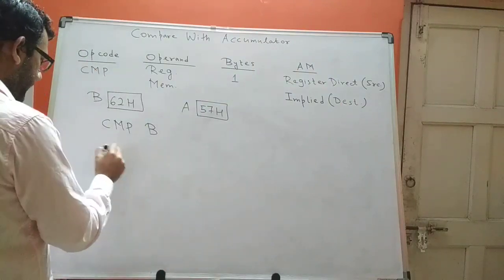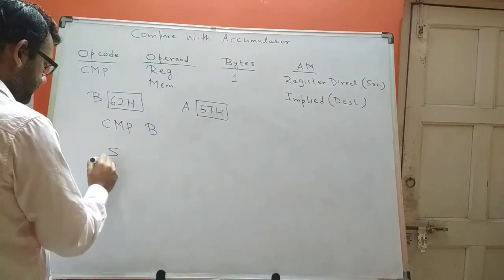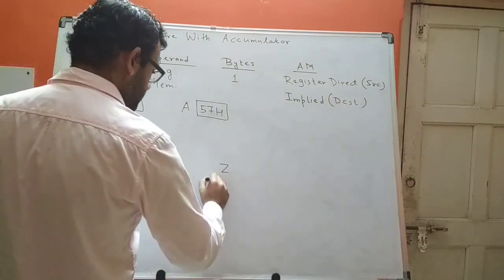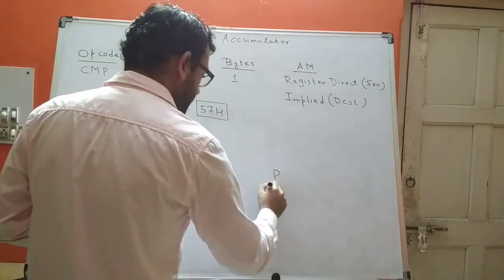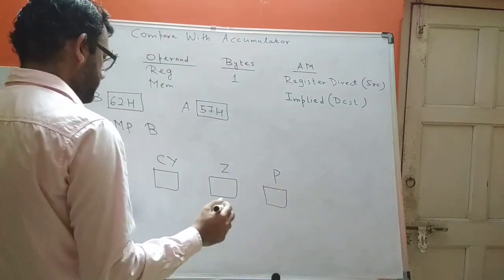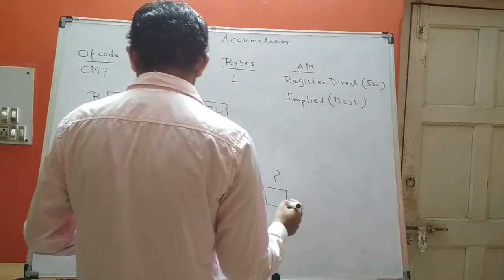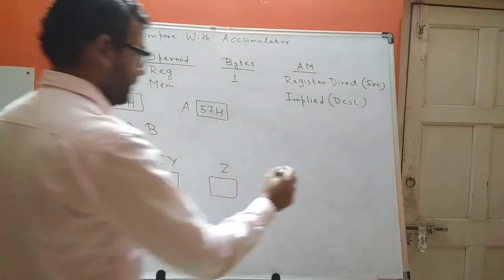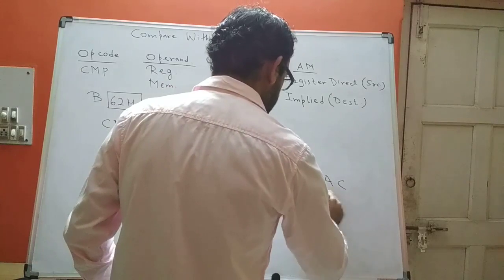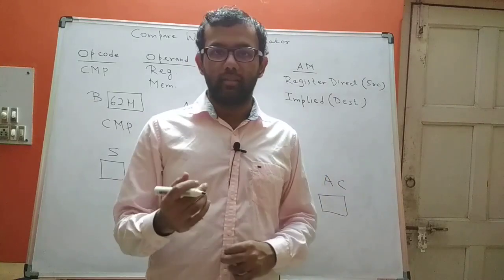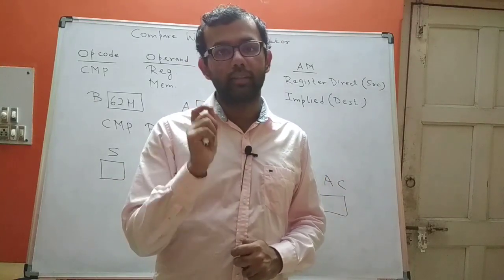Let's see. So how many flags do we have? We have the sign flag, the carry flag, the zero flag, the parity flag, and of course we have the, what am I missing? Sign, zero, carry, parity, and I think I'm missing something. I'm probably missing the auxiliary carry flag. Yes, I'm missing the auxiliary carry flag. I got it. So all 5 flags will be altered to reflect the result of the comparison.